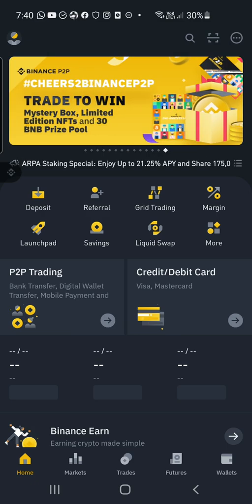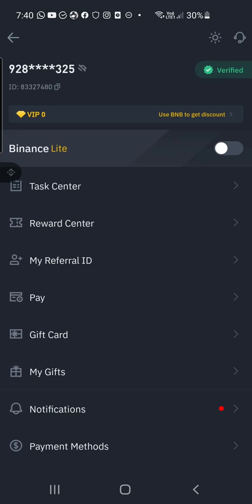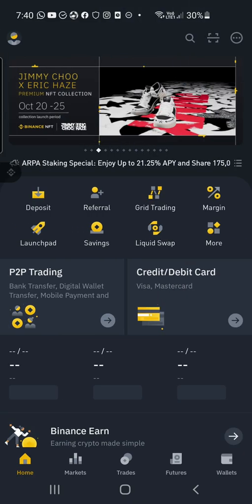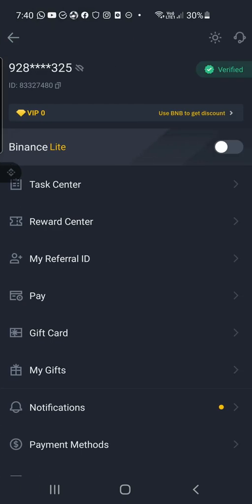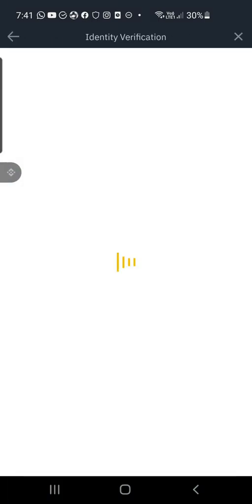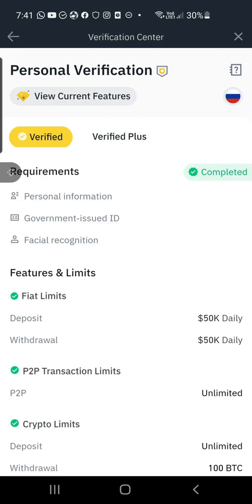It is very easy. The first thing you need to make sure to do when you open a Binance account is to verify that account. If we go to the profile button over here, and then we go for me here, it's written verified. For you it will be not verified. So what you need to do is click on that, and it will open the identification or the verification center. For me it is verified.